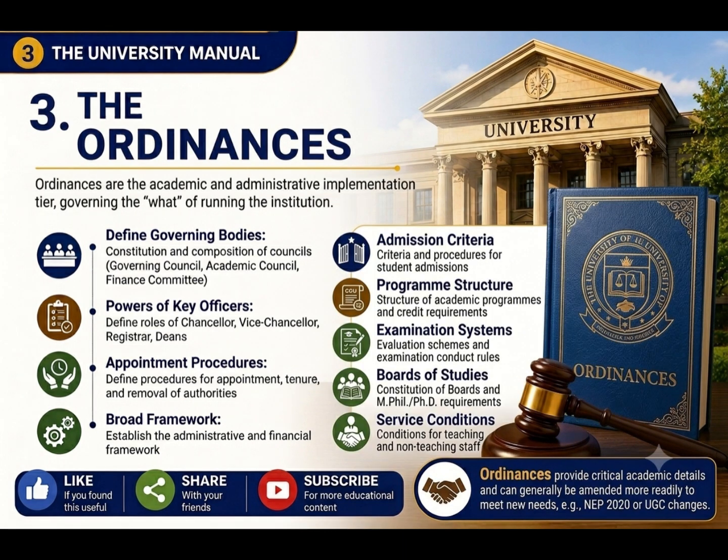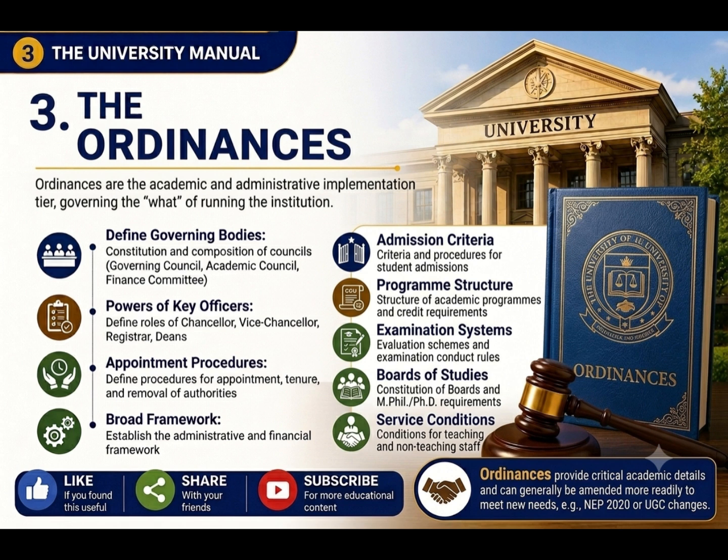3. Ordinances. Ordinances deal with academic and administrative implementation, the what of running the institution. Admission criteria and procedure, structure of academic programs, credit requirements, degree nomenclature, examination systems and evaluation schemes, constitution of boards of studies, research degree (M.Phil or PhD) requirements, service conditions for teaching and non-teaching staff in many universities.